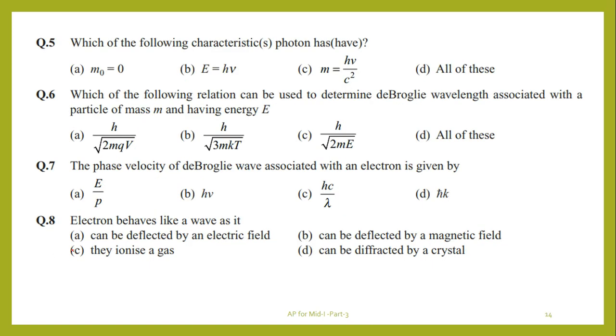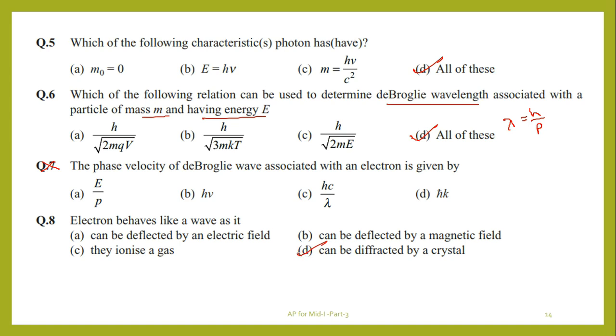Which one of the following characteristics do photons have? Photon has rest mass 0, E is equal to h nu, m is equal to h nu by c square. So photon is nothing but a light particle, consisting of all these properties. Which of the following relations can be used to determine the de Broglie wavelength associated with a particle of mass and having energy? The electron behaves like a wave as it can be diffracted by a crystal.